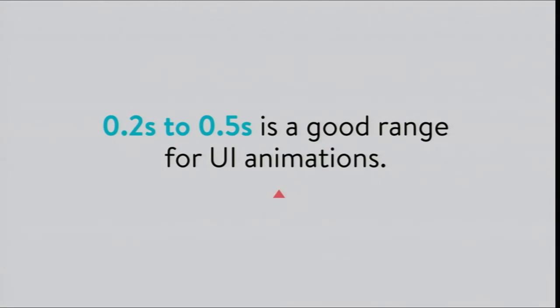You want to make sure that whatever duration your animation has, it's short enough that it feels like it's happening quickly and it's responding to you, but you also want it to be slow enough that you can see something happened. Because if it's so fast you can't see it, why did you animate it?